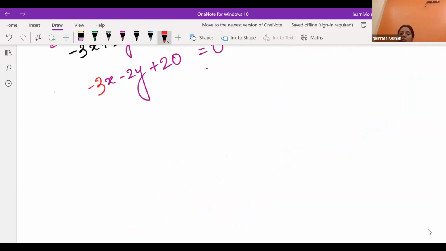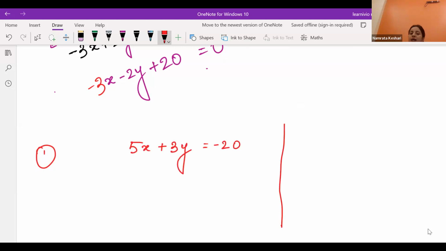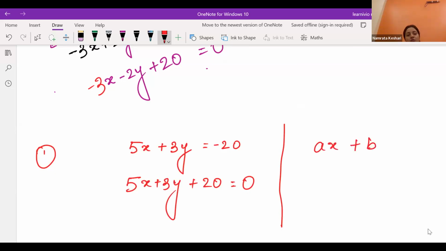Okay, now let's do few more questions. Now I will start asking what is A, what is B, what is C. So first, 5x plus 3y is equals to minus 20. Let's write it in a standard form. So we will be having 5x plus 3y plus 20 is equals to 0, right? Yes. Now I will ask you, can you tell me what is A, what is B, what is C?